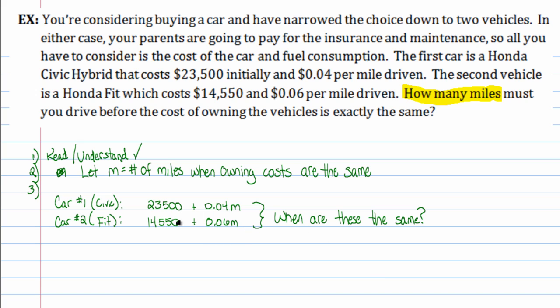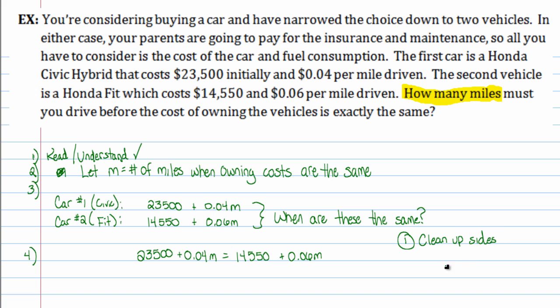Well, they're the same when they equal one another. So that's when 23,500. By the way, I'm in step number 4 at this point. 23,500 plus 0.04 m is equal to 14,550 plus 0.06 m. Once I get into a mathematical equation like this, I forget about the problem. I go ahead and just move on with life and just focus on this equation. So I think, okay, now solving equations, I know the first thing I do to solve an equation is I clean up each side.